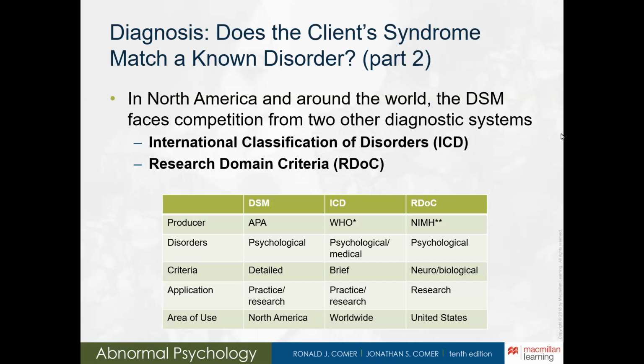In North America and around the world, we use what's called the Diagnostic and Statistical Manual of Mental Disorders, or the DSM-5. We also have two other diagnostic systems, the International Classification of Diseases, or ICD, and the Research Domain Criteria, or RDoC. The DSM-5 and the ICD-10 are typically used in the United States in order to talk about mental health and medical issues, respectively.